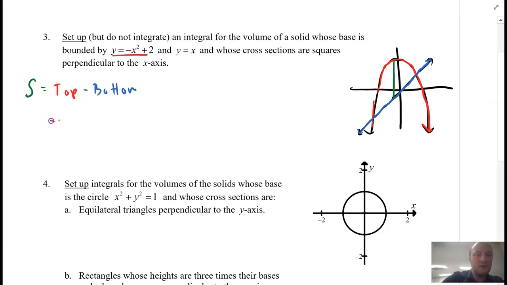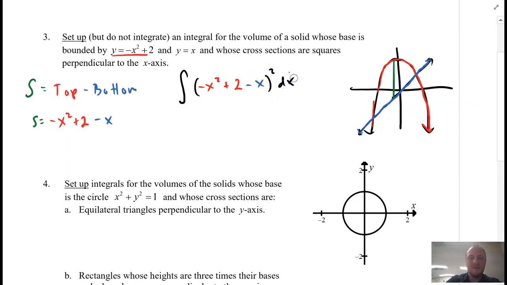So what is the top? Well, the top is negative x squared plus 2, and our bottom is x. Okay, so there's our side. So that distance is going to be equal to negative x squared plus 2 minus x. So if I want to set up an integral to calculate the volume, the cross section's a square, so that's s squared. So negative x squared plus 2 minus x, and I'm going to square this, dx. So that's it, right?